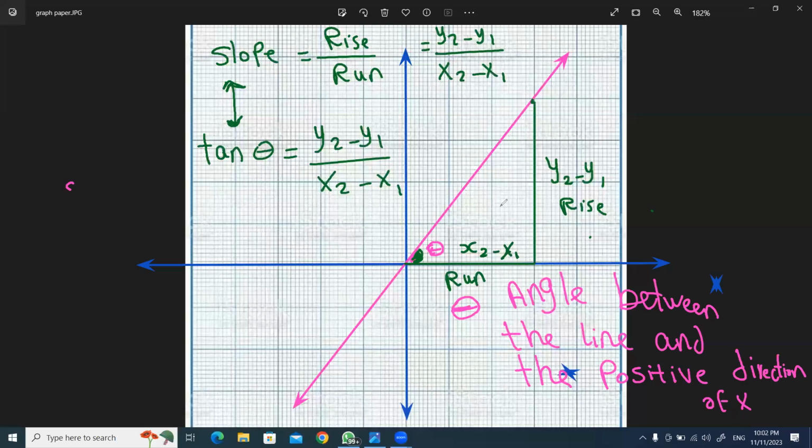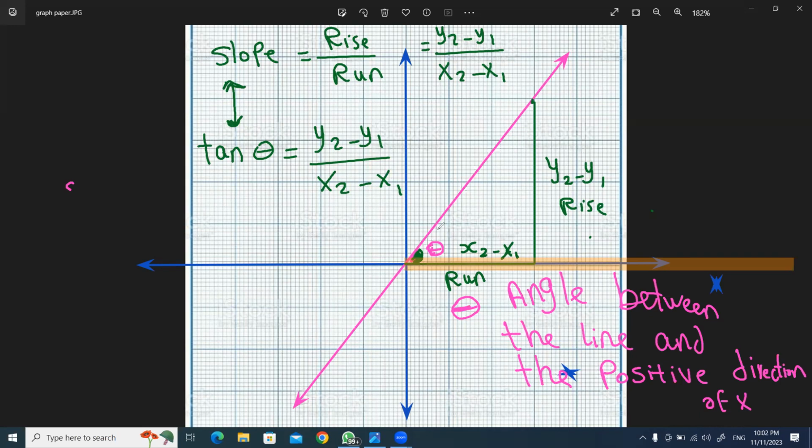Great. Here we have a line, and this line makes an angle theta with the positive direction of x-axis. That's the positive direction of x-axis. And this angle is theta.